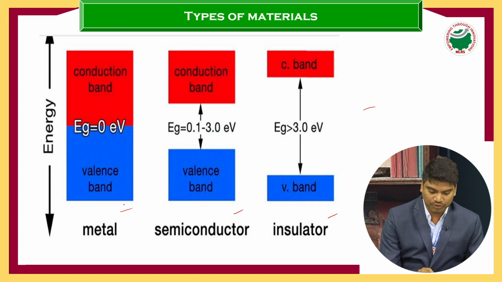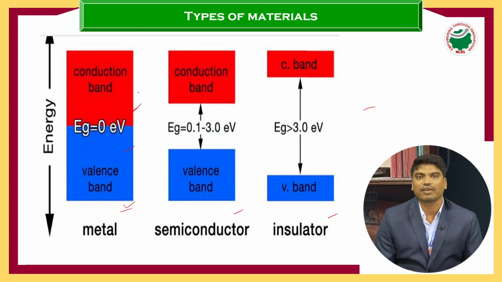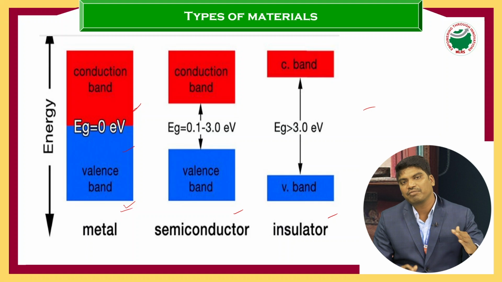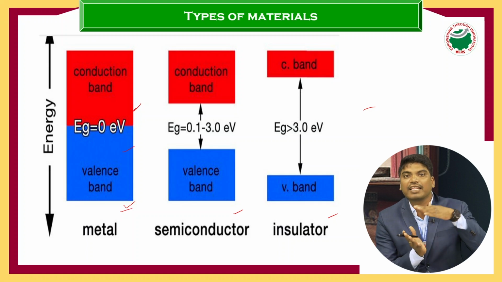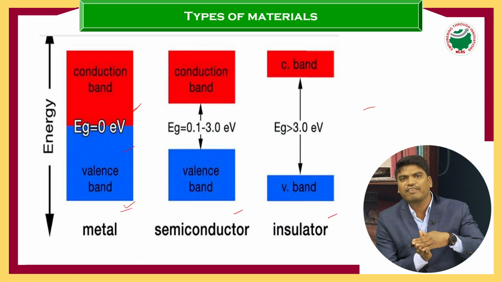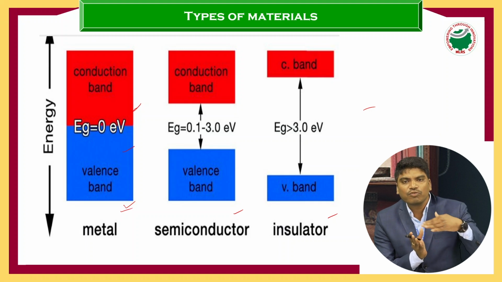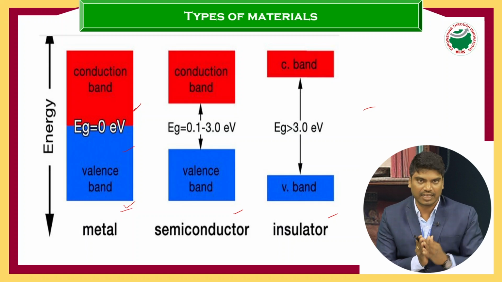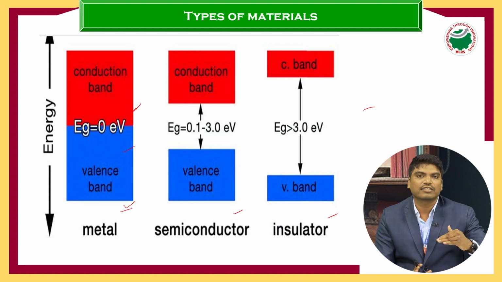So here in this image, you can see that in metals or conductors, the valence band and conduction band are overlapping. That means there won't be any gap between the valence band and the conduction band. When they are overlapping, there is no need of much energy to move the electron from the valence band to the conduction band, so electrons can easily move from the valence band to the conduction band and lead to the flow of current in the material. Okay, then let's go for the semiconductor.